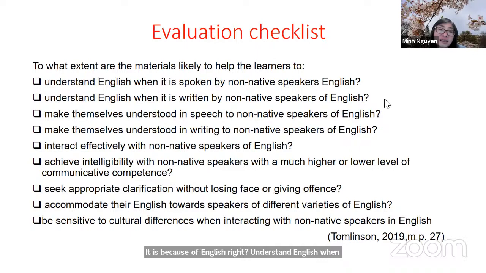Make themselves understood in speech to non-native speakers of English. Make themselves understood in writing to non-native speakers of English. Interact effectively with non-native speakers of English. And achieve intelligibility with non-native speakers of English with a much higher or lower level of communicative competence. Seek appropriate clarification without losing face or giving offense. Accommodate to speakers of different varieties of English. Be sensitive to cultural differences when interacting with non-native speakers of English.